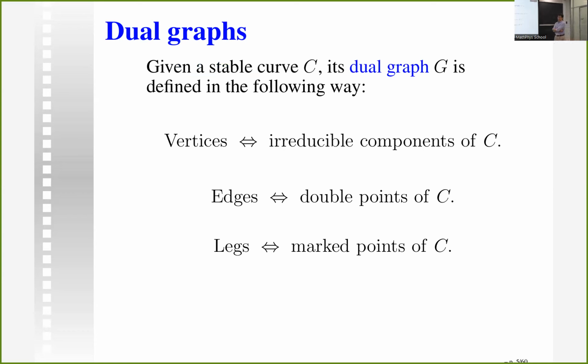And there are also some natural classes on this moduli space which are very important. Those are called the boundary classes. To define boundary classes, we have to look at the dual graphs. If we start from any stable curve C, we can define a dual graph of this curve. The vertices in this graph are in one-to-one correspondence with the irreducible components of C. The edges of the graph correspond to the double points, the nodal points of C. And the legs of the graph correspond to the marked points on C.